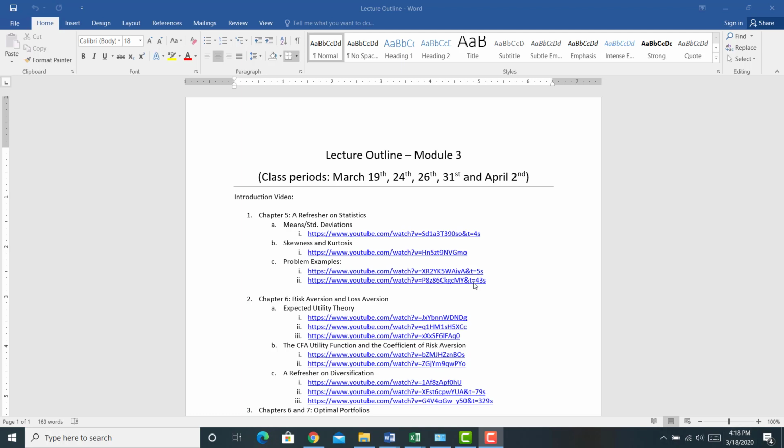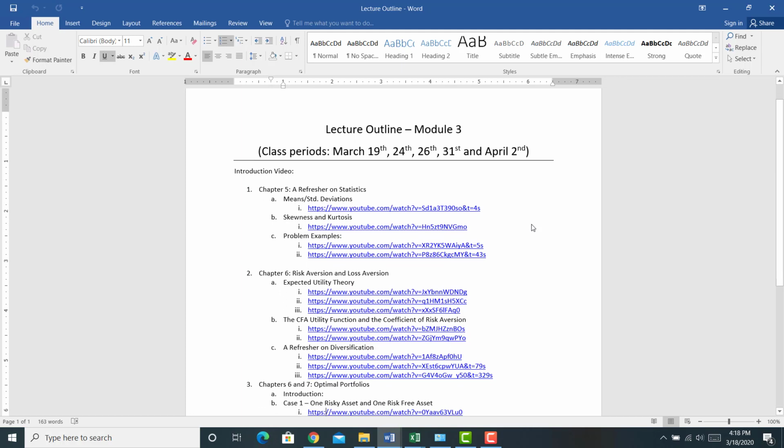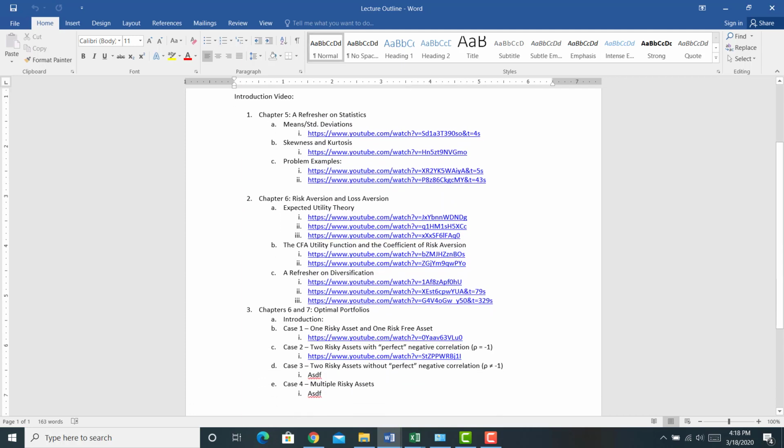So in this module, we're going to cover chapters 5, 6, and 7. Part of what we cover is a refresher on statistics. Okay, so we'll talk about statistics, means, variations. I'm going to spend a lot of time talking about the skewness and kurtosis in return distributions and the economic implications of that. I think that's going to be important. We work a couple of examples, and then you'll have an opportunity to work some examples in the project.